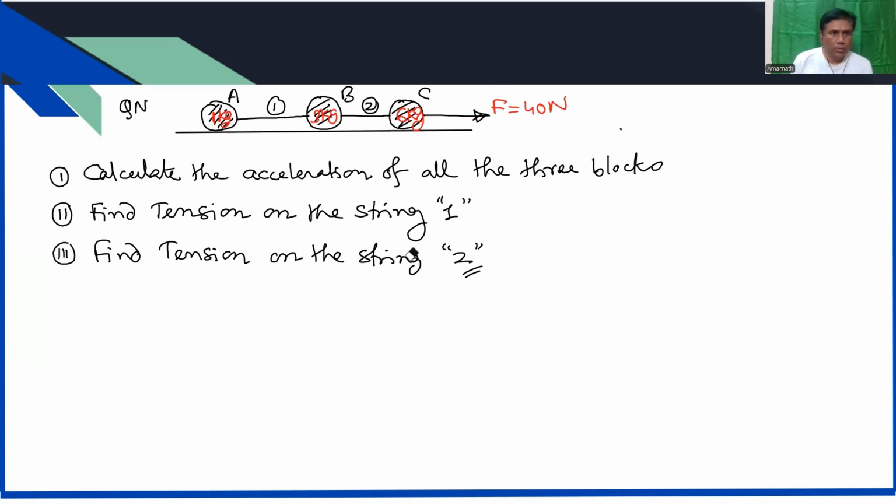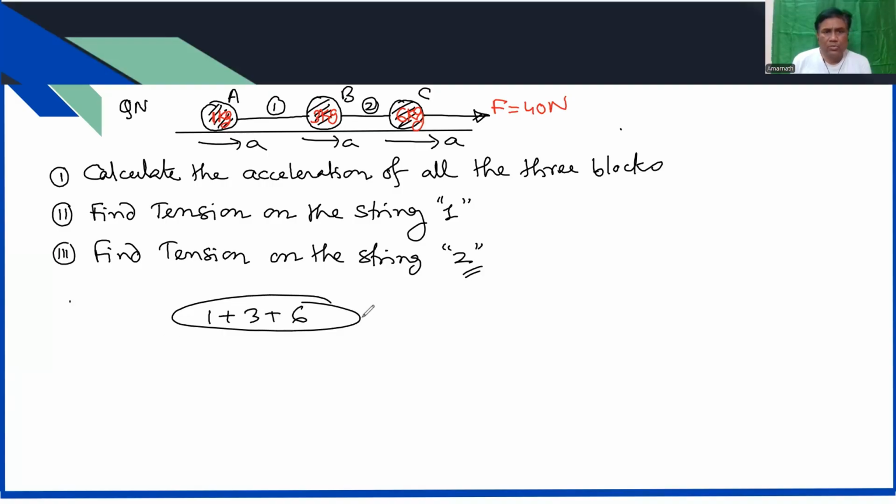Okay, calculate the acceleration of all the three blocks and find the tension on string 1 and the tension on string 2. Masses are 1 kg, 3 kg, and 6 kg. So the constraint relation is that all must have the same acceleration. As they have the same acceleration, we can take them as a combined object, meaning 1 plus 3 plus 6. Rightward, the only external force is 40 Newton. There is no force from the back side.